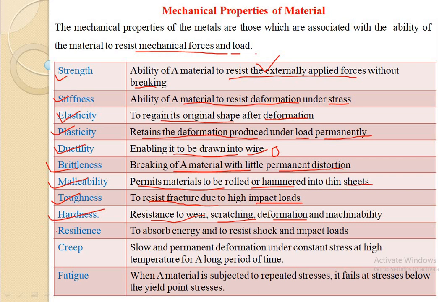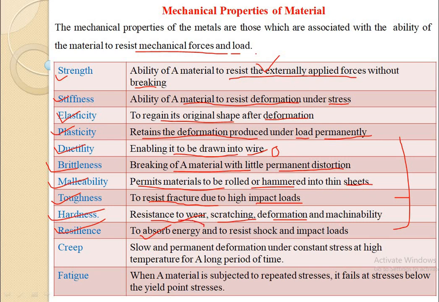Next property is resilience, the ability to absorb energy and to resist shock and impact loads. It is the same as toughness. If we look at the property of toughness, it also resists fracture due to impact loads. It also absorbs energy and resists shock and impact loads. That is resilience. It is measured by the amount of energy absorbed within the elastic limit. That is the most important difference.